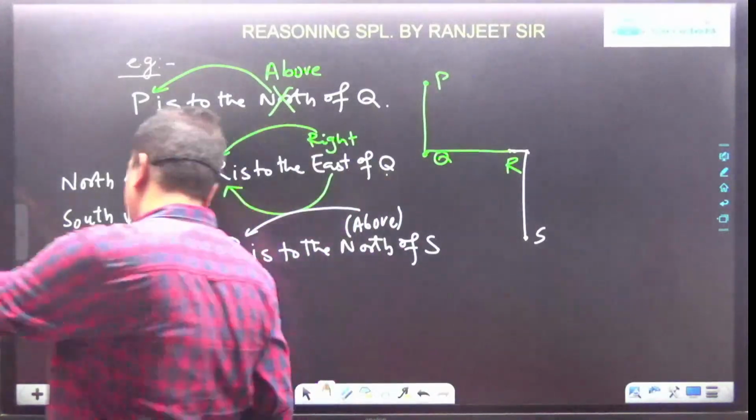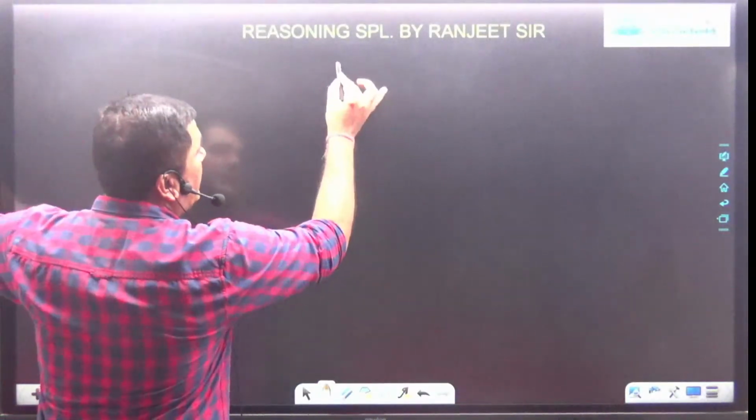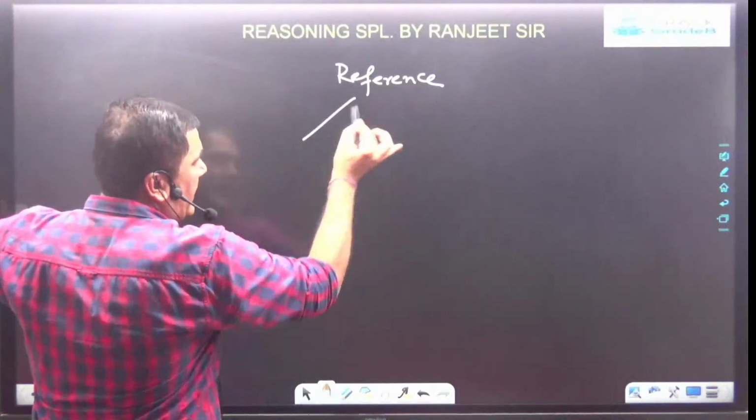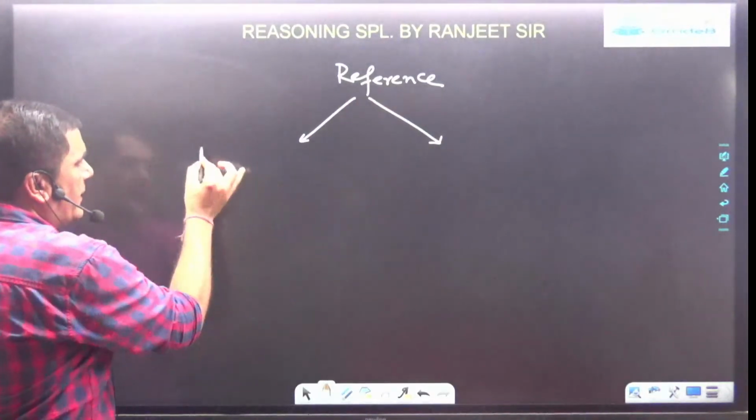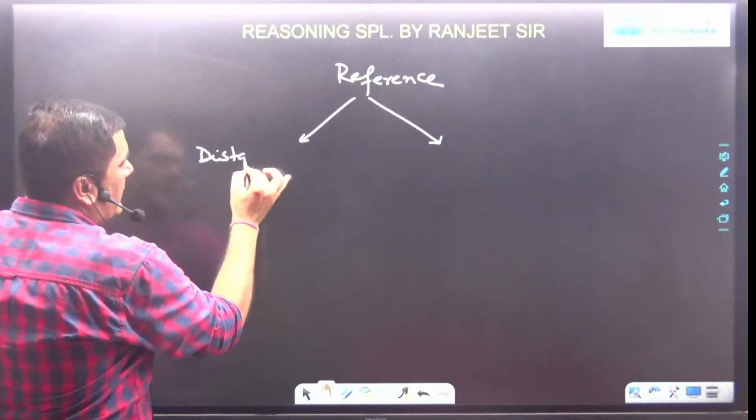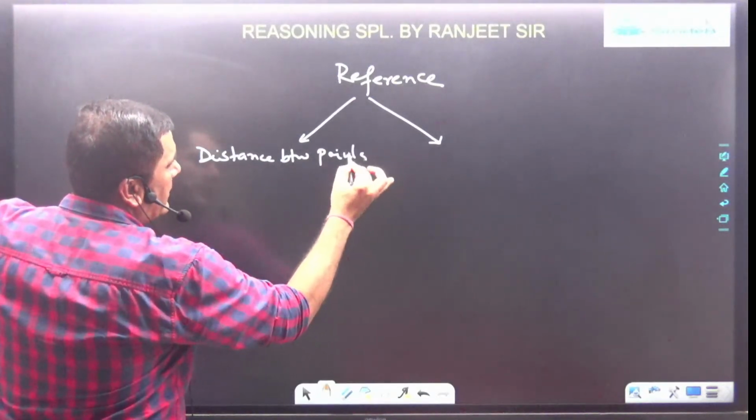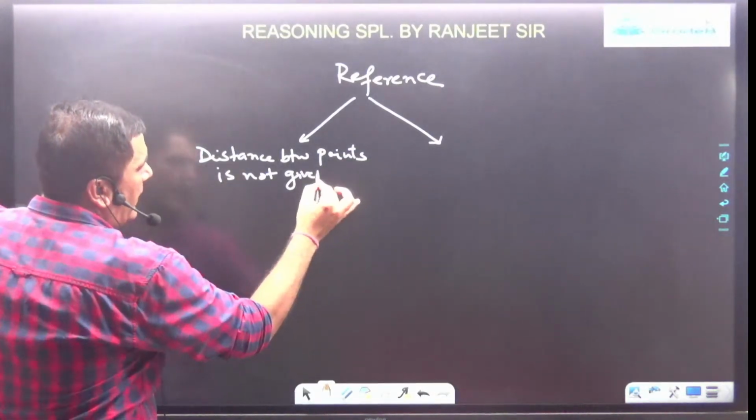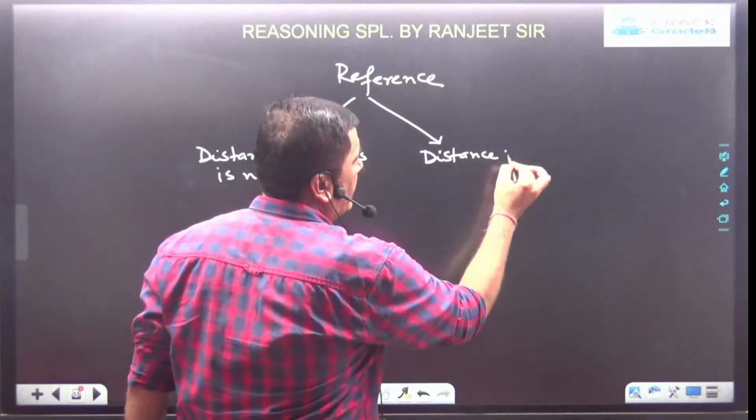Okay. Now here, in case of reference problems, two types of problems may be asked in the exam. Case number one, the distance between points is not given. And second, the distance is given.